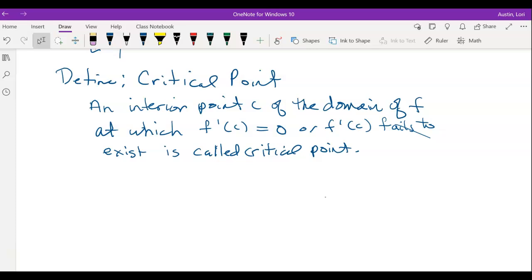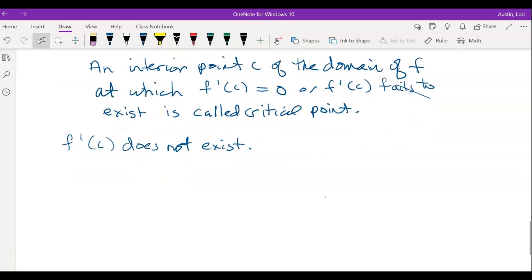So what does it mean F prime doesn't exist? There's a lot of different ways it doesn't exist. So let's look at some pics. Where doesn't it exist? So F prime of C does not exist. Here's one pic. These goofy graphs, right?